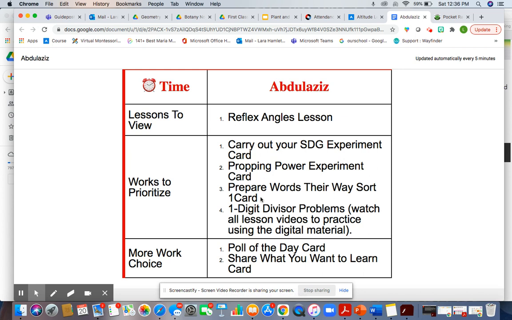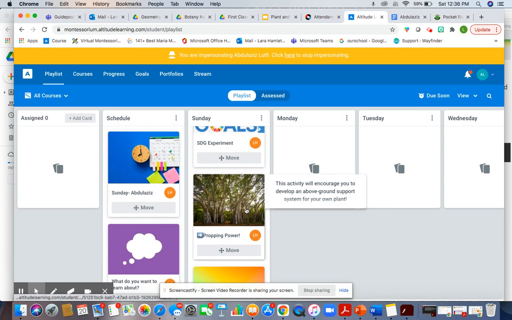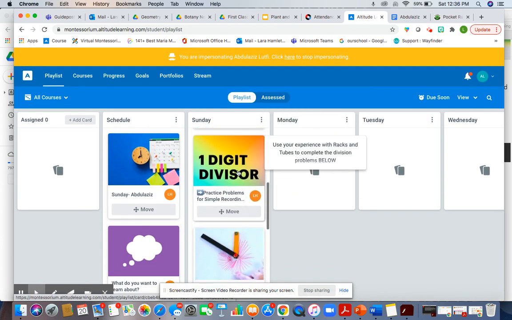If we go back to our work journal after the two experiments, the other two priorities are two works. One is in our vocabulary with words their way, and the other is a one-digit divisor problem. You'll see the one-digit divisor card is here.